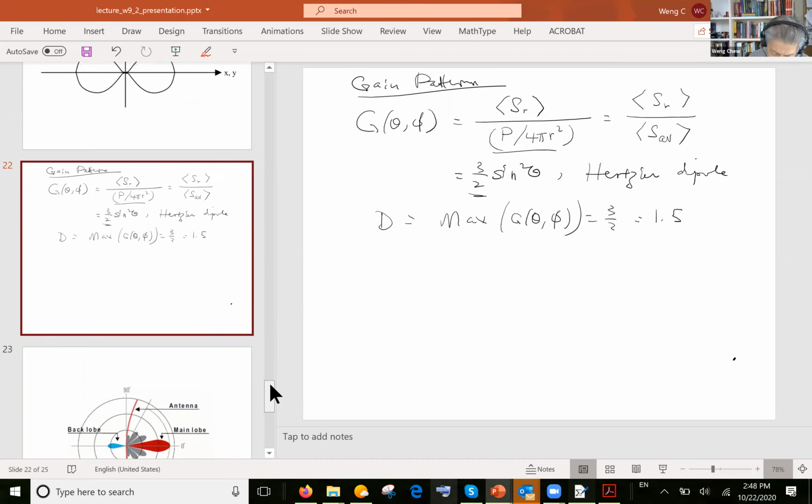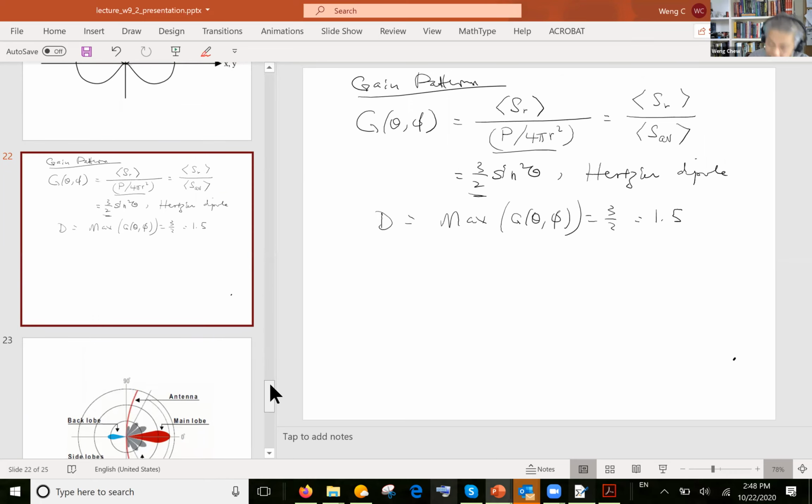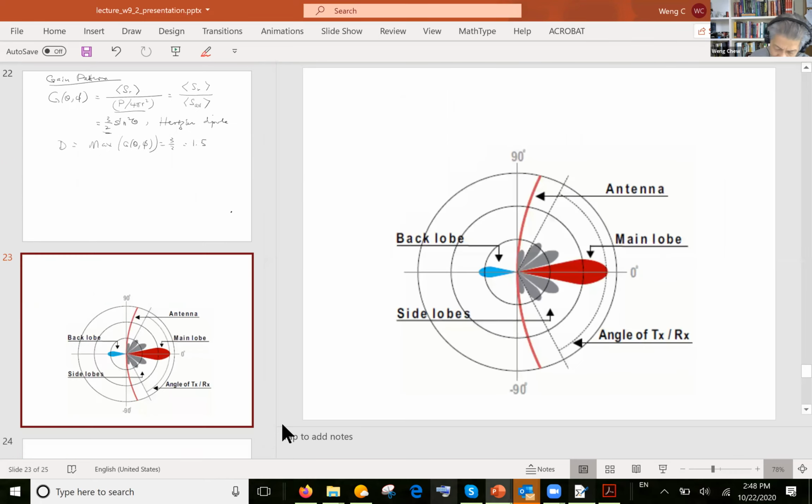So a Hertzian dipole is not very directive. So how do you make the antenna more directive? You put a reflector antenna. If you put a source here and make the reflector behind it, then most of the energy will be directed to the front of the antenna. You can get more directivity out of a reflector antenna.